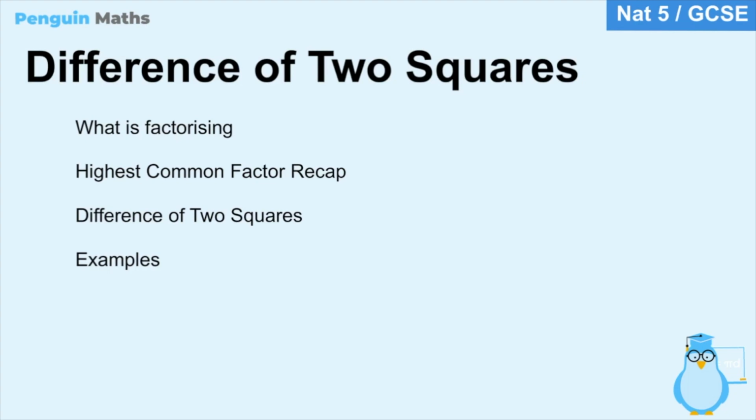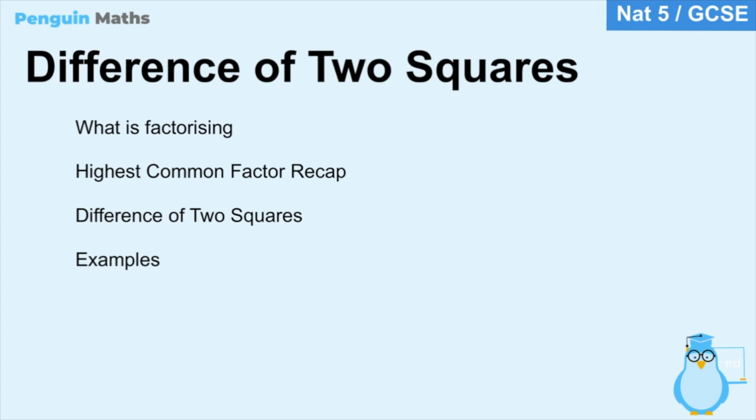In this National 5 and GCSE maths lesson, today we are going to have a look at something called the difference of two squares. In this lesson we're going to have a quick recap on factorising and what it is, and we're also going to have a look at the three different types of factorising. In particular, we're going to have a quick recap on the highest common factor method we touched on in the National 4 lessons, and the focus on this lesson is going to be the difference of two squares method.